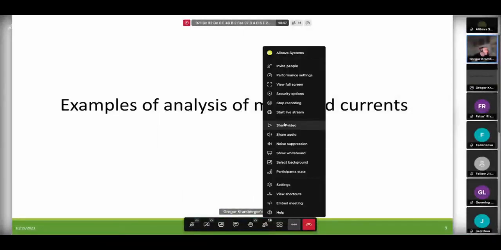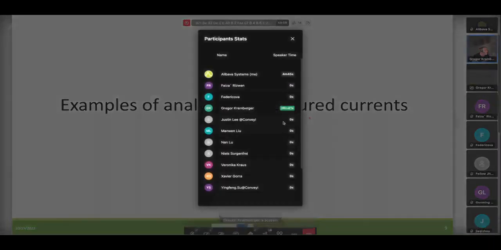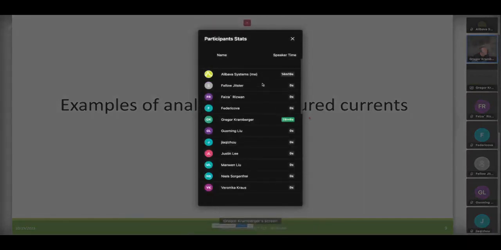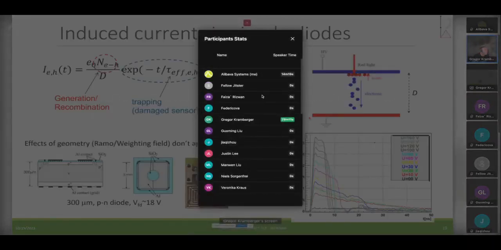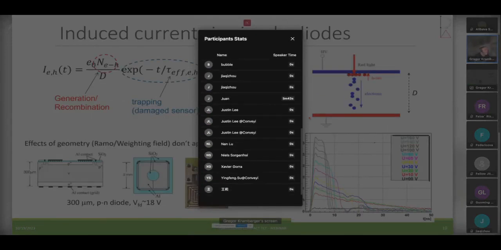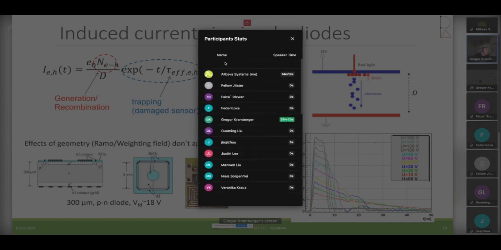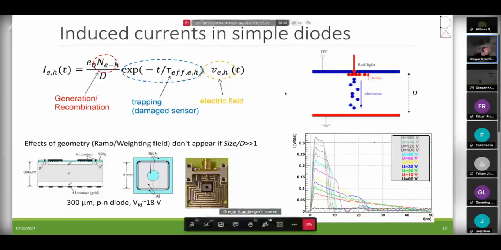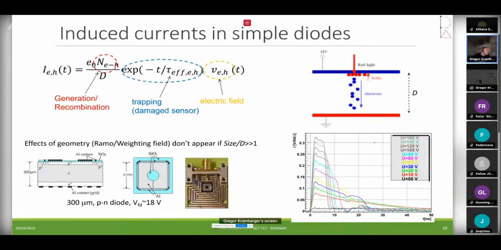Now this is the part on the introduction of the TCT. Now we move to examples of measured currents. So most of the samples that we use look similar to that. This is a silicon diode, quite an old one, but you can have all sorts of devices. What is important is to have this opening in the metallization where the light can enter.